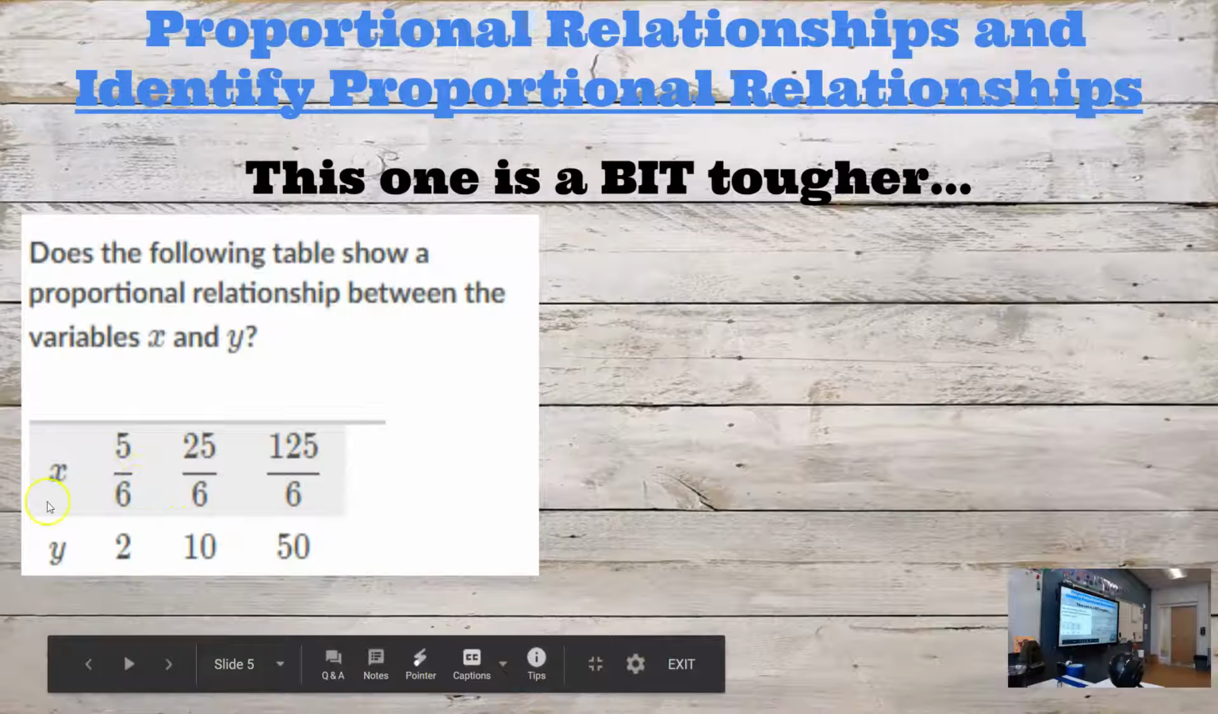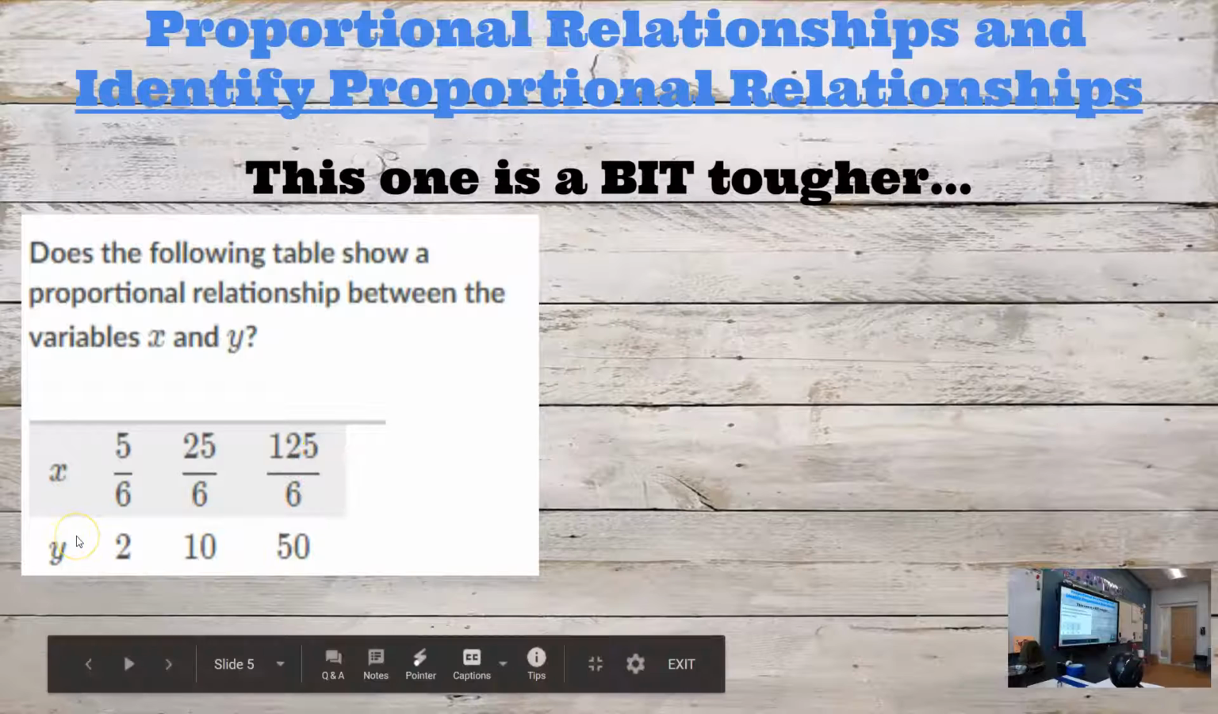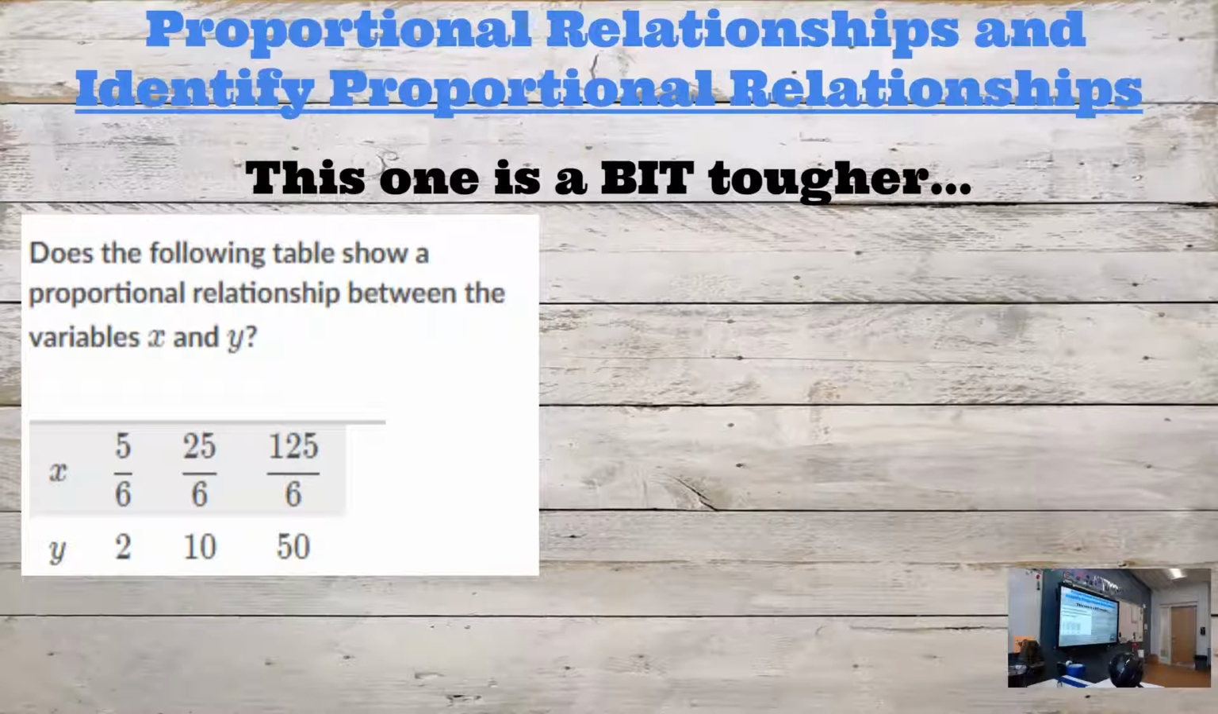Go ahead and write this table down. It's just X and Y, so no heavy labeling to do. The top, each number is divided by 6. So it's 5 over 6, 25 over 6, and 125 over 6. Then the Y values are 2, 10, and 50. Because every x value is divided by 6, we can temporarily ignore the 6.